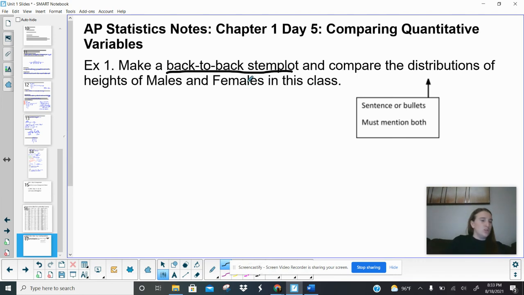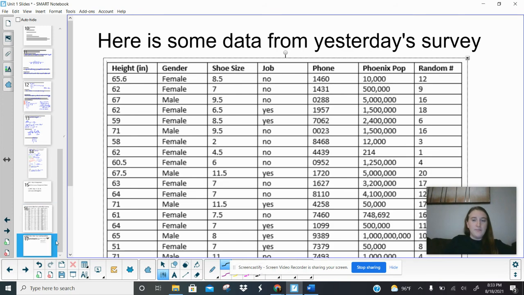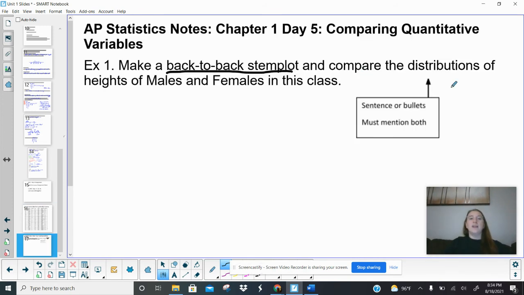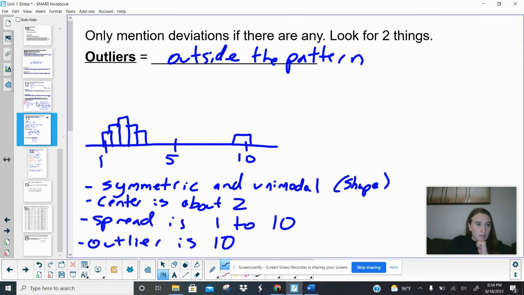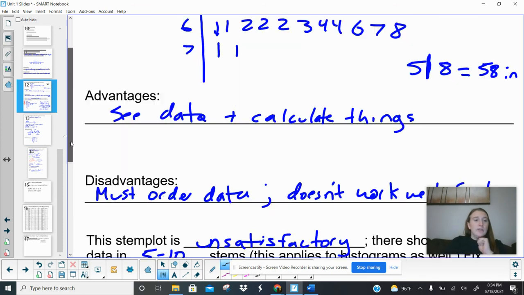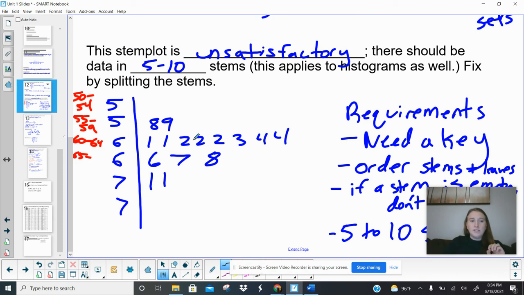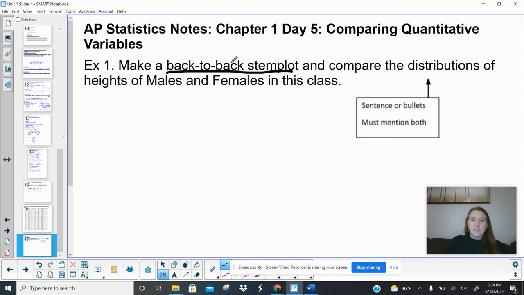In this case, we're going to use the data we collected, so I want you to be referring back to this, to compare the heights of males and females. The stem plot we did so far did not designate if it was male or female, we just had heights. What you can do with the back-to-back stem plot is separate it out so we can see, based on these different variables, what data we have.